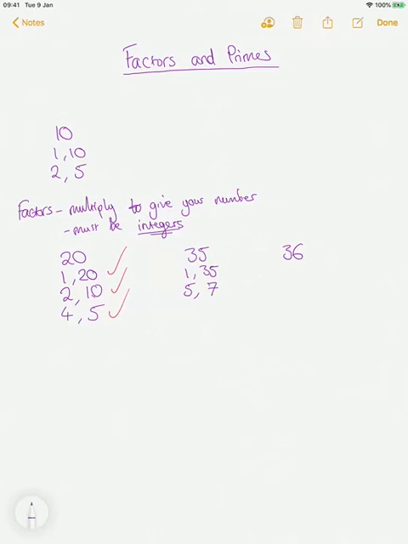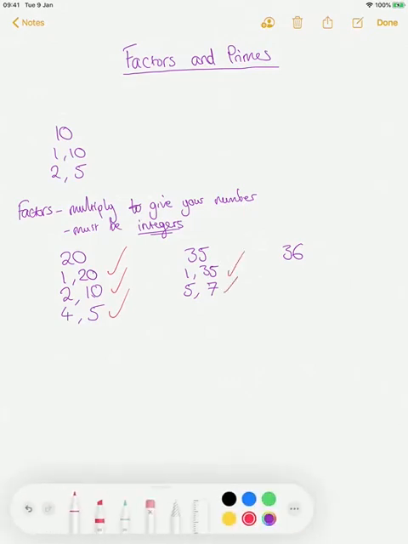You should have had a go at it yourself. If you haven't yet, then pause the video and I'll go through it now. You can give yourself a tick for the other ones. So overall there's 4 factors of 35. We're just listing them as pairs. There's 4 factors, 2 pairs of factors.